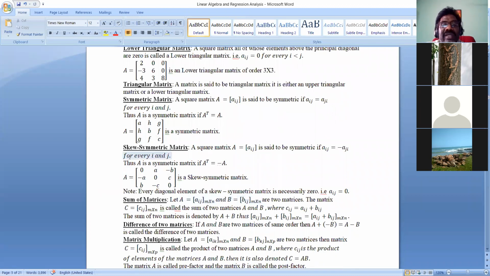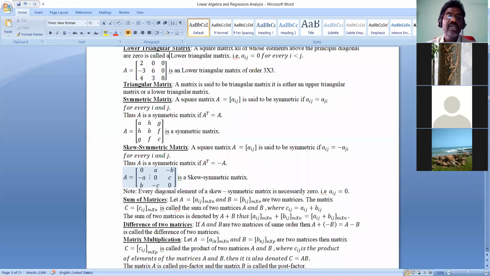Next, what about the skew symmetric? If A transpose equal to minus A, that means both are the same, but we have a negative sign for A, we get a skew symmetric matrix. That is nothing but a square matrix A equal to Aij is said to be skew symmetric if Aij equal to minus Aji for every i and j. Thus, a matrix is said to be a skew symmetric matrix if A transpose equal to minus A.